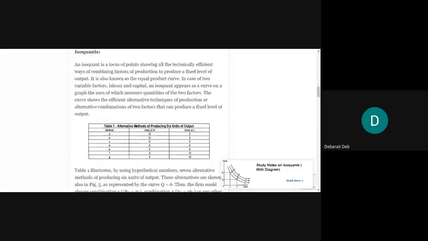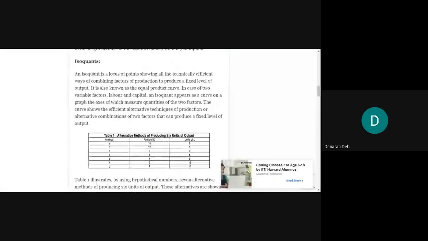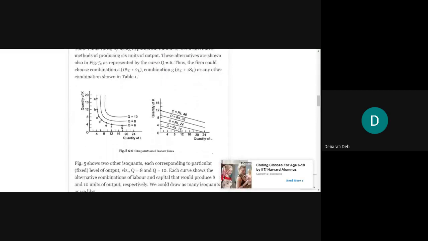I'll not move ahead today. We will take up the definitions and explanations of isoquants tomorrow. I'll just show you how the curves look. See, they look similar to the indifference curve, isn't it? And isocost will look similar to the budget line. You should go through the concept of indifference curve and budget line tonight, so that when tomorrow I take up the discussion on isoquant and isocost, you should be able to relate it to indifference curve and budget line.